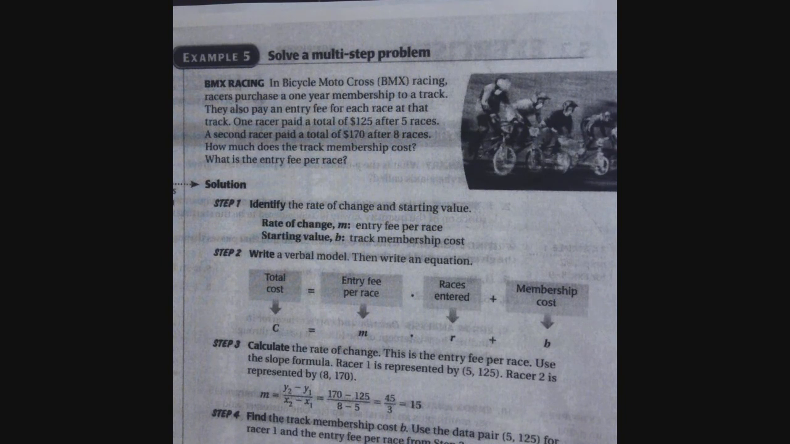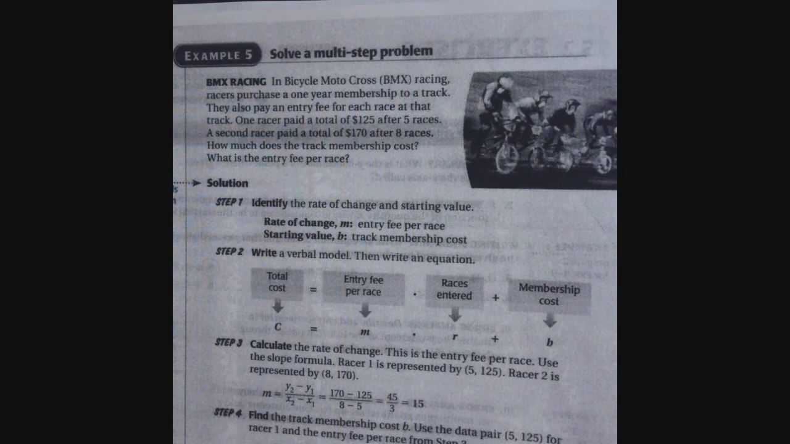So what they're asking for, how much does a track membership cost, is the B, and then what is the entry fee per race? That's the slope. Okay, so you should see that you have 2 ordered pairs, okay? So the first ordered pair is 5 races cost 125. So you would put 5, 125. Then the second racer, 8 races, because you always do the racing first and pay, so 8, 170.